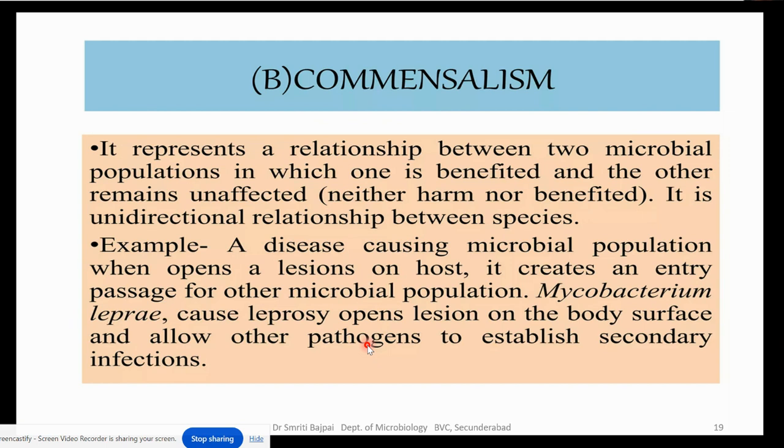Now, coming to the second example, commensalism. Second is a positive interaction, a type of positive interaction. It represents a relationship between two microbial populations in which one is benefited and the other remains unaffected. So it is neither harmed nor benefited. It is a unidirectional relationship between the species.